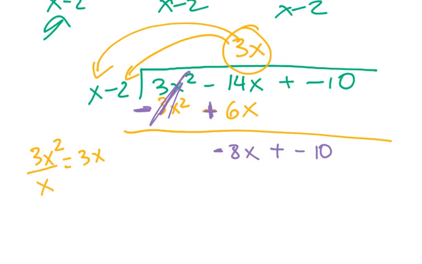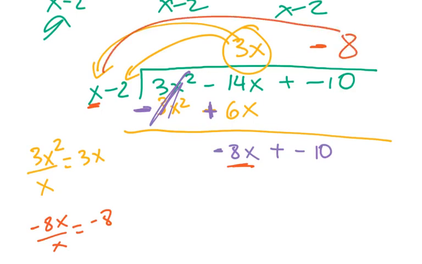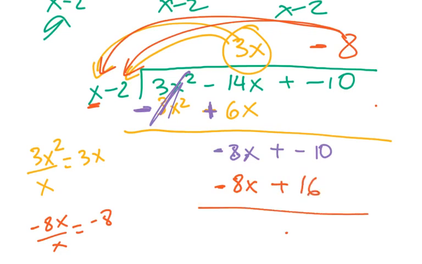Next up, we're going to repeat the process. We're going to say, how many times does x go into negative 8x? So we're saying negative 8x divided by x, which is negative 8. So we go over here, we put a negative 8. And then we repeat. So we're going to distribute negative 8 to both of these. Let me erase that underline right here. We're distributing negative 8 times x is negative 8x. Negative 8 times negative 2 is positive 16.